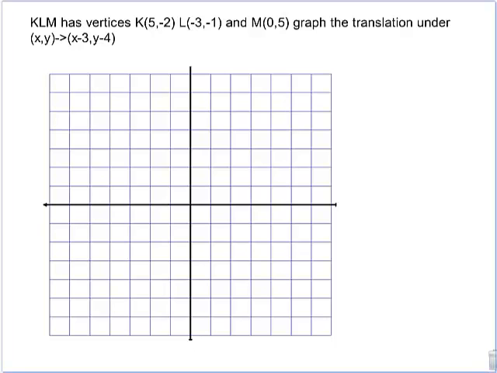Okay. So KLM has vertices (5, -2), (-3, -1), and (0, 5). We want to graph the translation under (x, y) goes to (x - 3, y - 4). So 2, 3, 4, 5, negative 2. So (5, -2), there's our K. (-3, -1), there's our L. And (0, 5), there's our M.